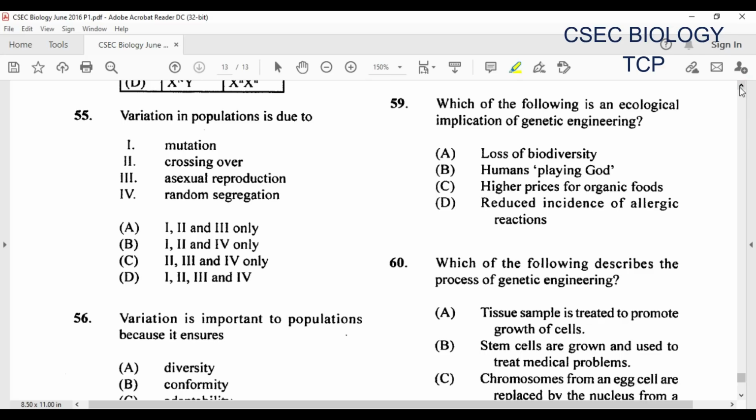Variation in population is due to, interesting here, is it due to mutation? Is it due to crossing over? Crossing over, yes. Prophase 1, that is possible. Asexual reproduction doesn't bring about variation. All right, random segregation, yes, that brings about variation. And mutation, of course, will bring about or contribute to variation. So here the answer is, of course, going to be B.